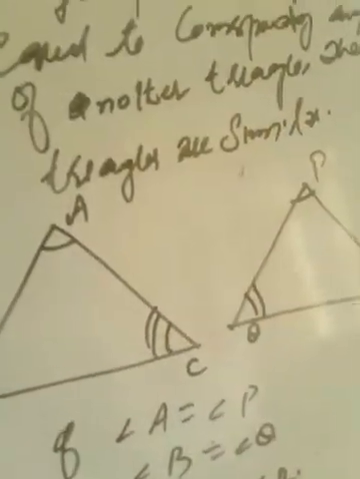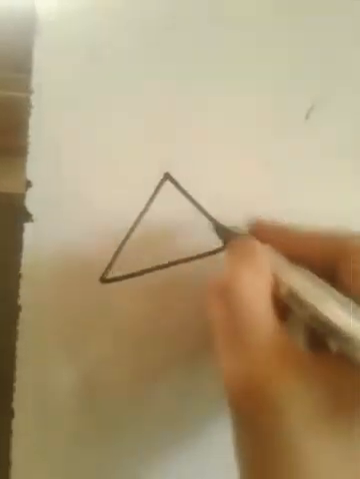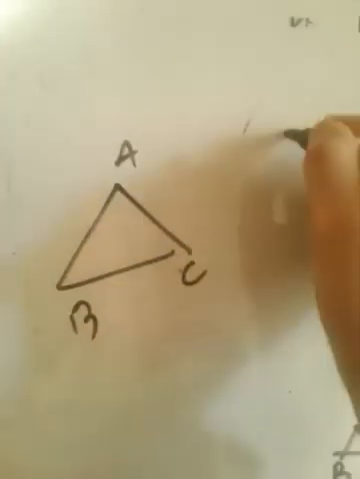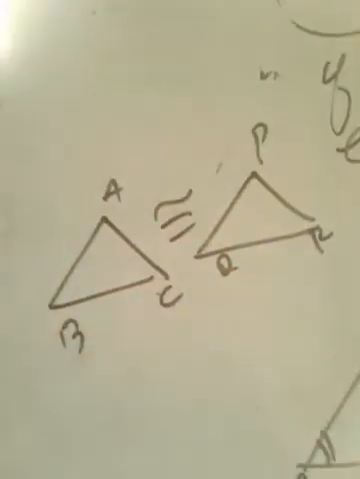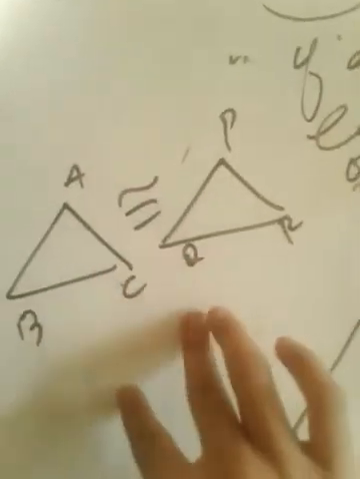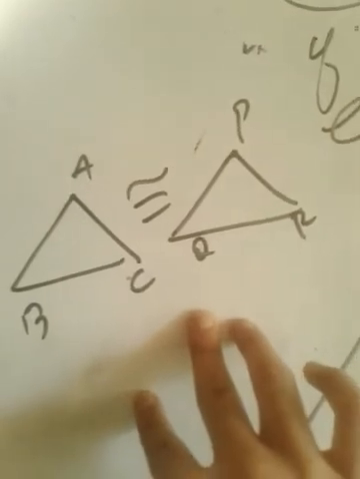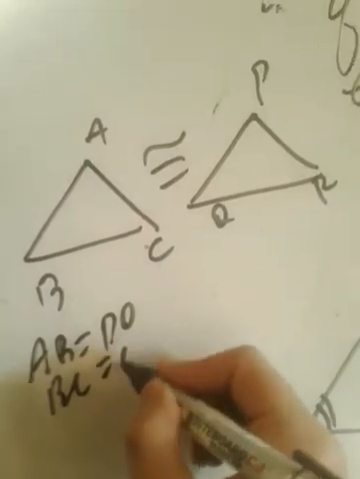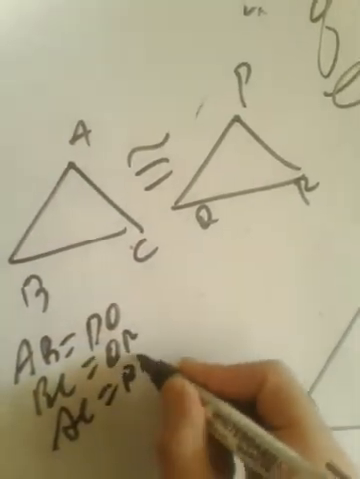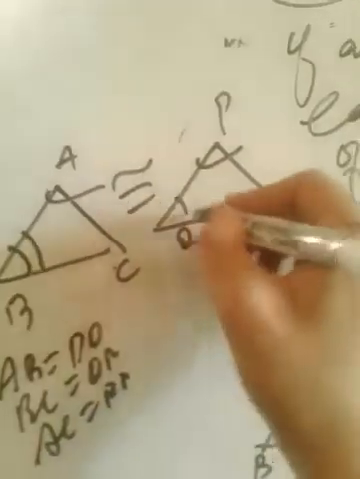Remember one thing, in case of congruence, an important concept here: suppose we have two triangles ABC and PQR, and these are congruent by whatever means. Whenever we say two triangles are congruent, what happens to the corresponding parts? These are equal: AB equals PQ, BC equals QR, AC equals PR, angle A equals angle P, angle B equals angle Q, angle C equals angle R. Each corresponding part will be equal in case of congruence.